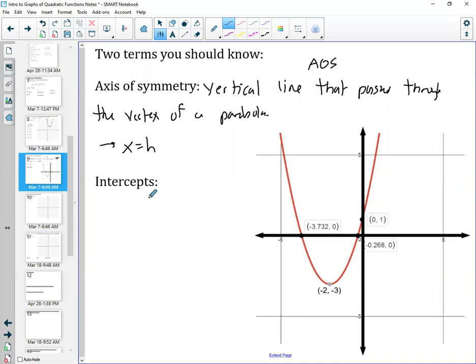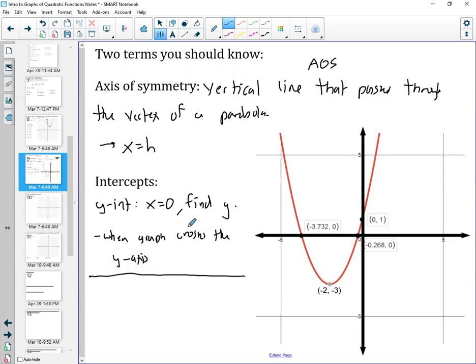And the intercepts, there are two possibilities. It can be y-intercepts. This is where x equals 0. And on a graph, it's where the graph crosses the y-axis. And every parabola has exactly one y-intercept.